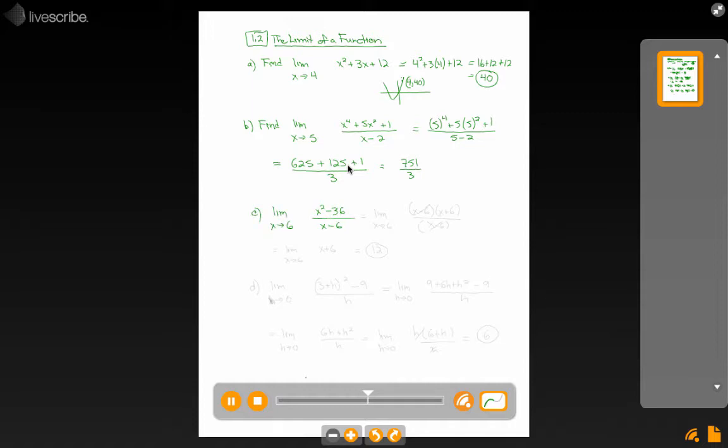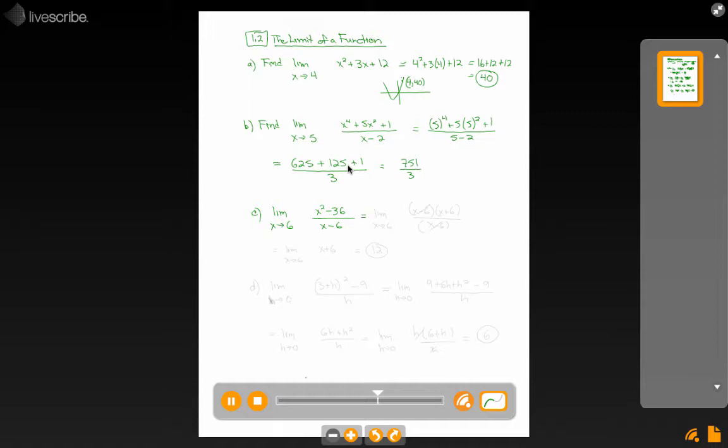So a more interesting question then is this one. Part C, limit as x approaches 6 of x squared minus 36 over x minus 6. In this case, I can't just put in x equals 6. If I do, I get 0 divided by 0, kind of that common calculus problem. 0 divided by 0 on any calculator that I've ever seen doesn't give you an answer.